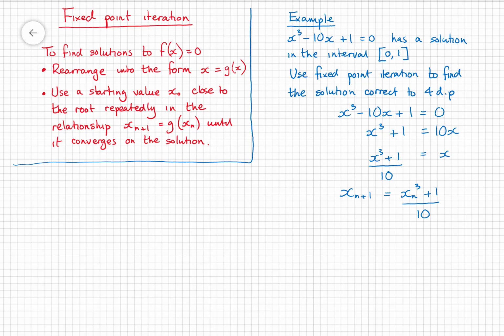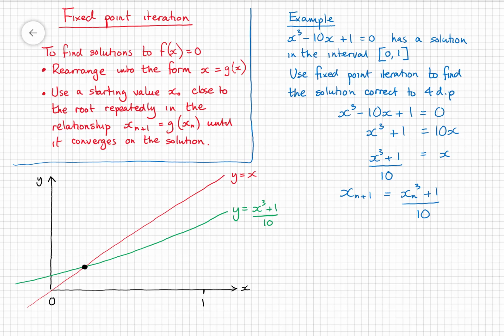Now, just before we begin with our starting value x0, let's have a little look at that graphically. So on that graph, in red I've plotted y is equal to x, and in green the right-hand function x cubed plus 1 all over 10. And where those two curves intersect is the point that we're trying to find with the x coordinate equal to the solution.